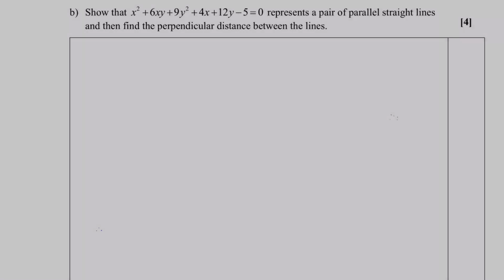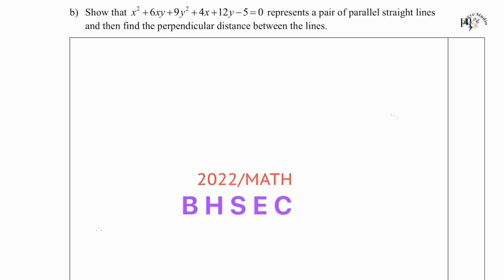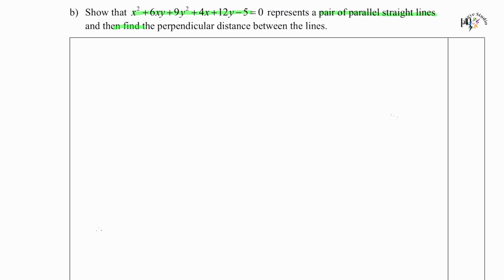Welcome to another video. In this video, I'm going to solve this question. This question is from question number 8, part B from BHSEC 2022 mathematics paper. It says that show that this equation represents a pair of parallel straight lines and then find the perpendicular distance between the lines. Actually, the concept is like this.